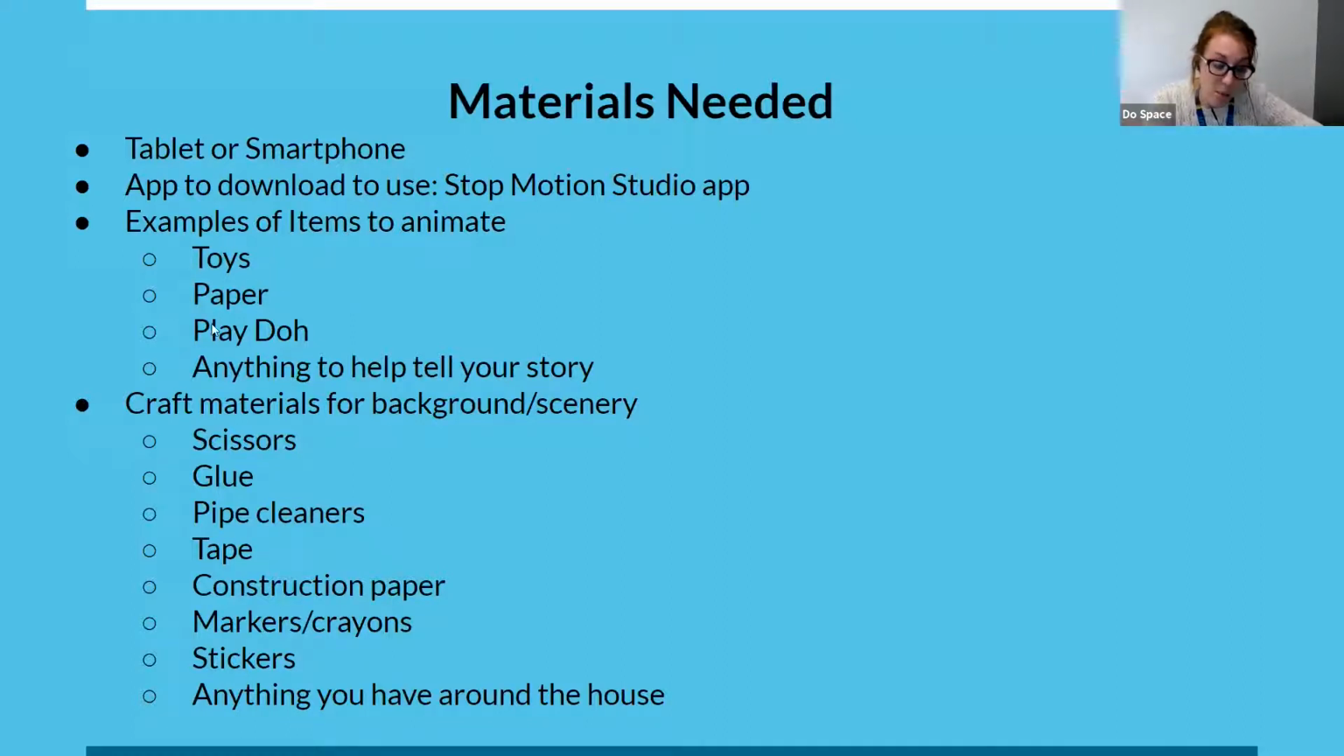Examples of things that you can animate: you can do toys or paper or Play-Doh, anything that really helps you make your story. And then you need some craft materials for background and scenery. So scissors, glue, pipe cleaners, tape, construction paper, markers or crayons, stickers, anything that you have around the house really. The nice thing about it is that you don't need a lot to make a really cool video. Obviously our kiddo that we just saw just had some Play-Doh and did something really neat with it. So you could do the same.